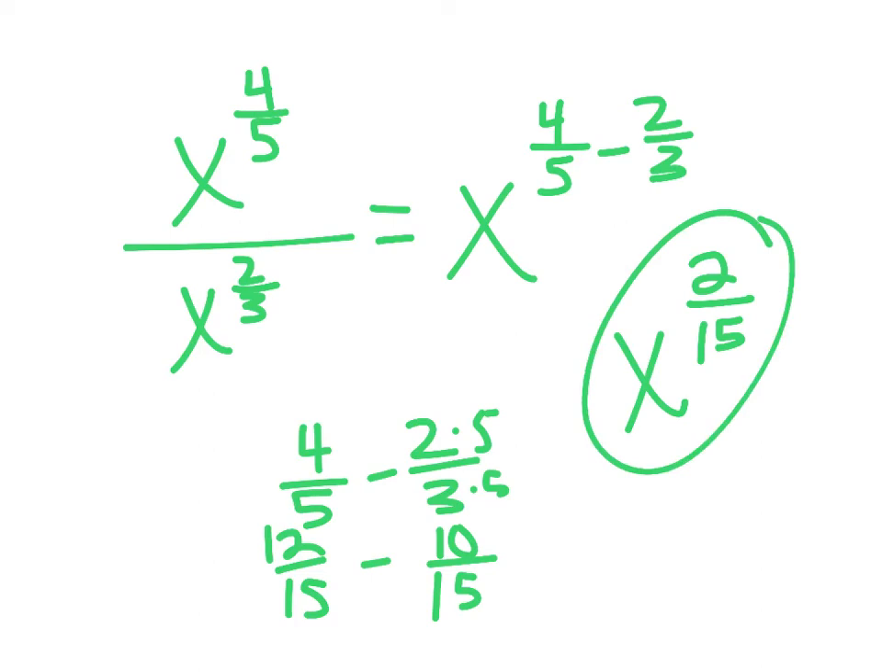Now, let's see if you could write that another way. Could you write that in a different form? Well, I could say my radical is going to be the 15th root, and then I'm going to square it. So you could write it like that. There are several other ways, but that would be one.